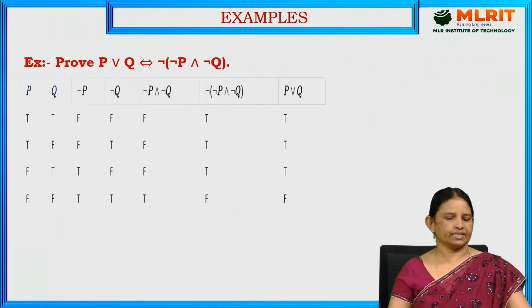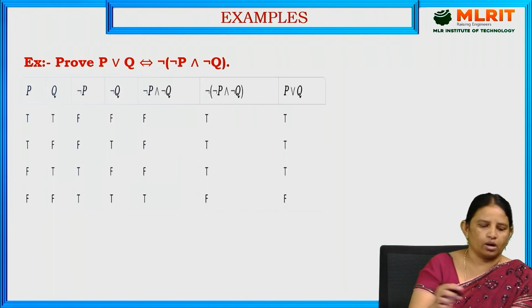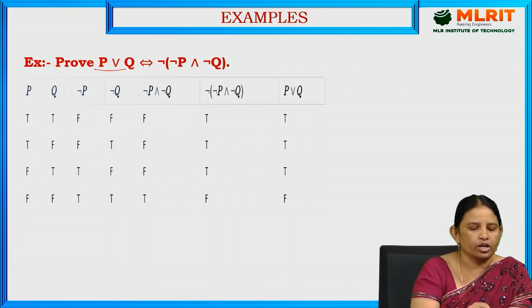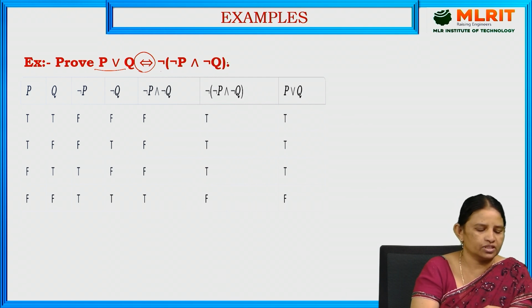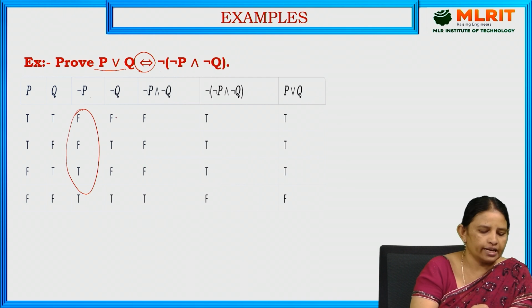Consider the second example to check whether the given propositions are equivalent or not. We need to prove that P or Q is equivalent to negation of (negation P and negation Q). So first take negation P, the opposite of P: false, false, true, true. Negation Q is the opposite of Q: false, true, false, true.